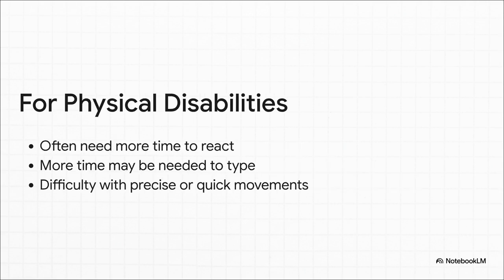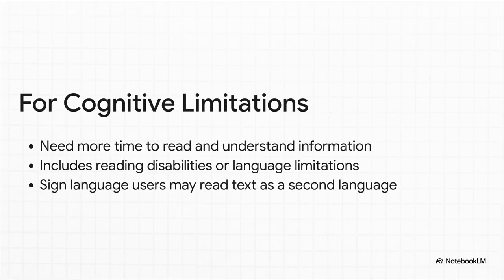And the exact same thing is true for folks with physical disabilities. Conditions that affect dexterity can make typing a slower process or make those precise mouse movements a real challenge. A short little countdown timer just might not be nearly enough time to react and actually complete what you're trying to do. This also extends to a huge group of people with cognitive or learning disabilities who just plain need more time to read and process information. And we're not just talking about reading disabilities. This could be someone for whom English is a second language, or even a sign language user who's reading text as their second language. Rushing them completely undermines their ability to use a site effectively.